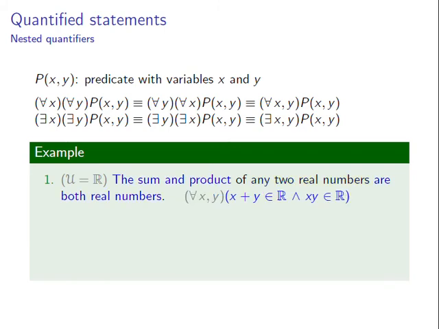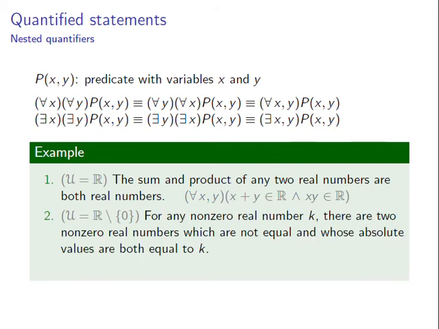The predicate specifies the condition satisfied by the numbers x and y, which is that both their sum and product are real numbers. This is equivalent to the conjunction of the statements x plus y is a real number and x times y is a real number. This is the sentence written in symbols.